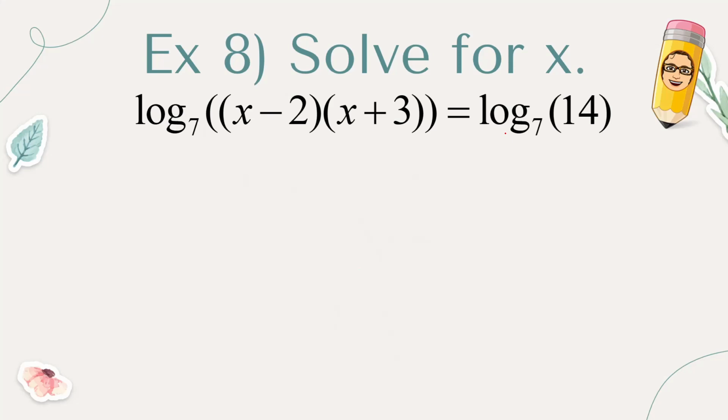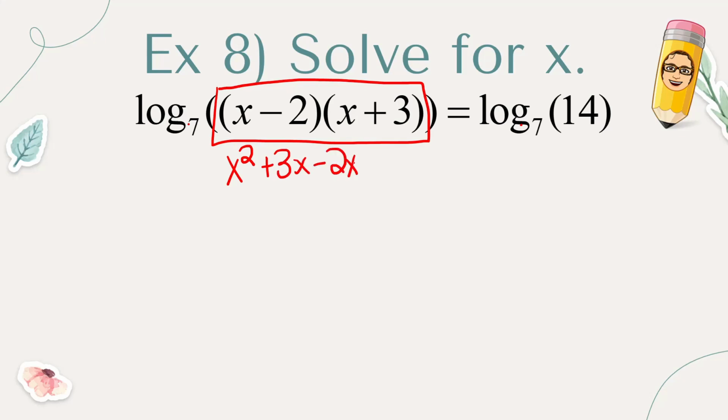Let's try another one. Notice, same log, log base 7 on both sides. So we actually can forget about them. But this log had a lot in it. I probably want to FOIL this so that I actually can see what it is. So I'm going to do a quick FOIL job on that. x squared plus 3x minus 2x minus 6. That's technically what was inside of this log on this side.